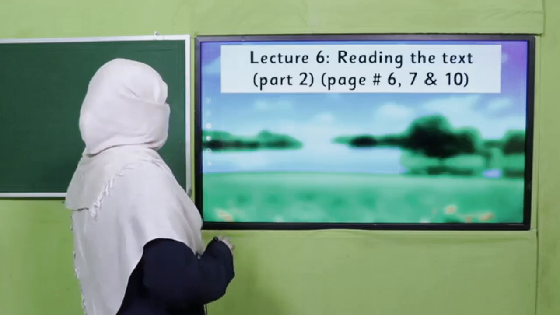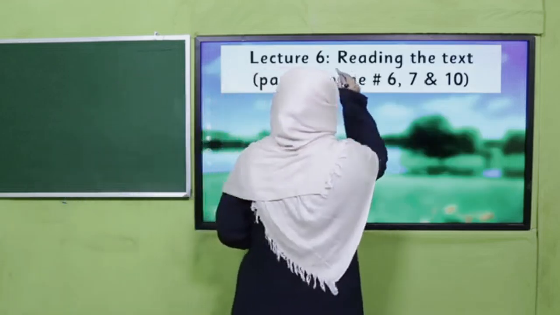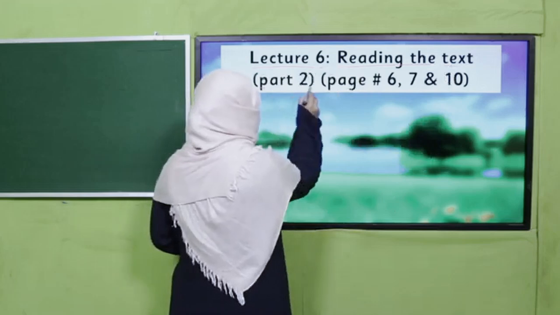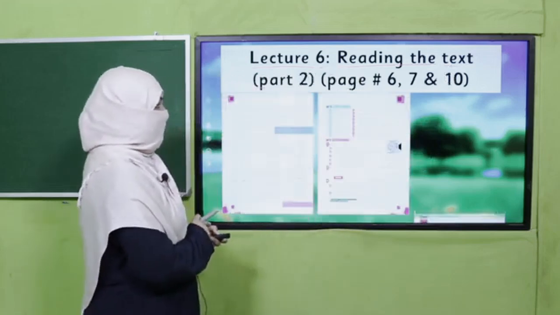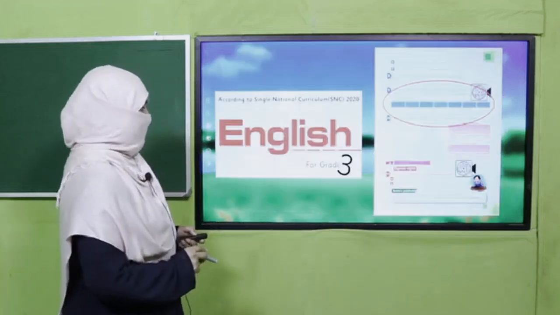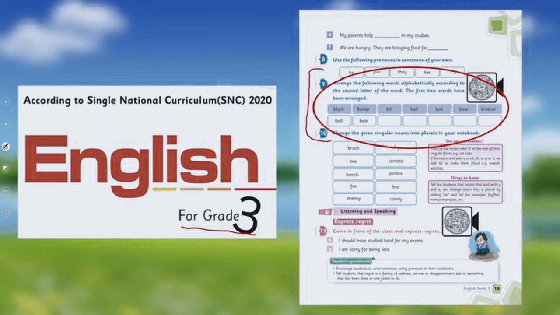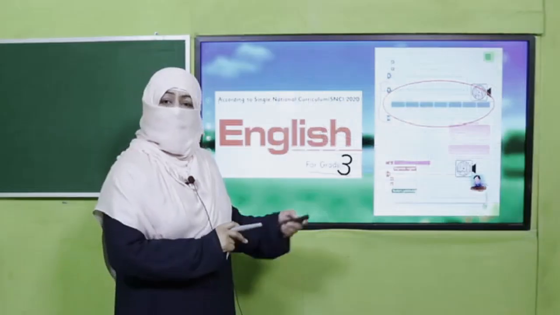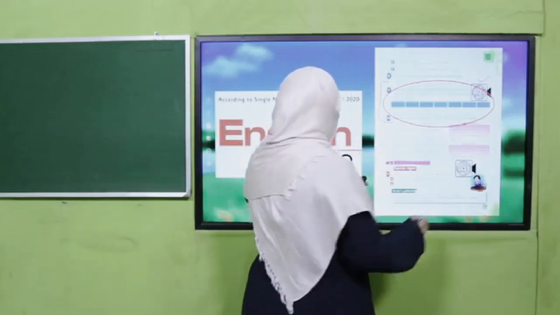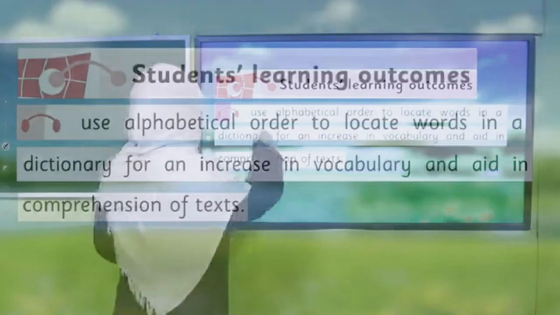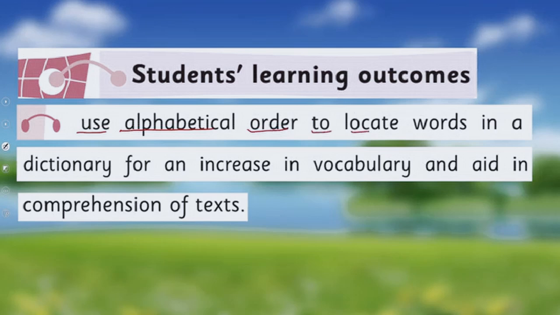Yes, my dear students, today is lecture 6, and we are going to read and understand the text part 2, and we'll cover pages 6, 7, and 10 of your book. Before this, in English for grade 3, I taught you to arrange words in alphabetical order. I hope you remember. If not, you may watch this video again. Today we'll learn further and use alphabetical order to locate words in a dictionary for an increase in vocabulary and aid in comprehension of text. This is our today's SLO.